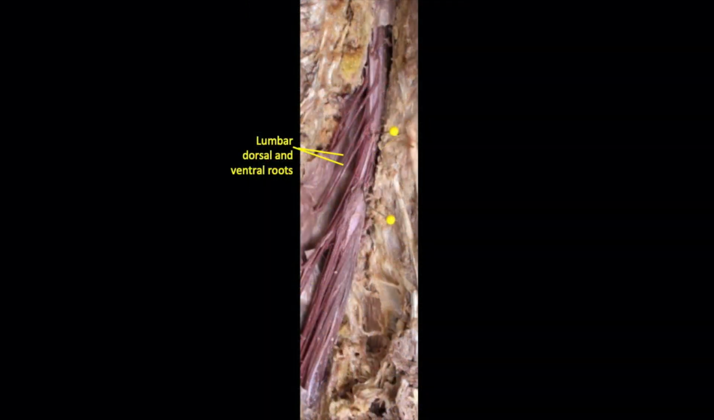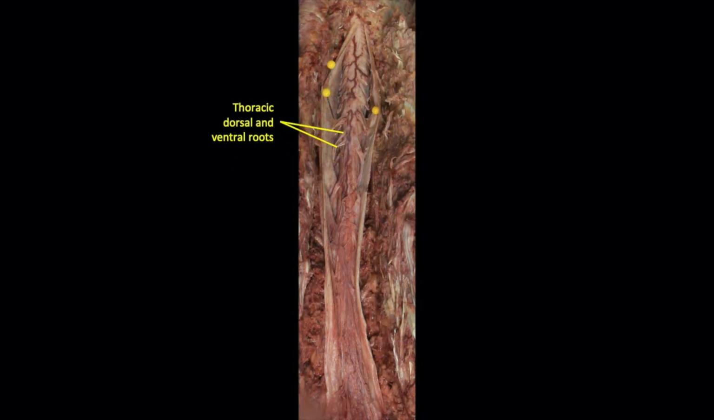If the dura is fully reflected, we can see the dorsal and ventral roots coming together to form the spinal nerve. In this cadaver, the thoracic part of the vertebral canal has been opened as well as the lumbar part. Note how much less the dorsal and ventral roots are angulated in the thoracic region compared to the lumbar region.